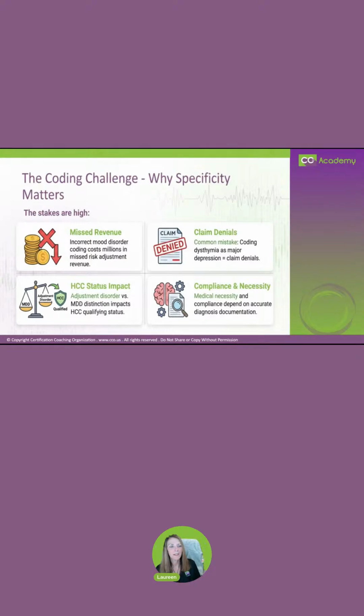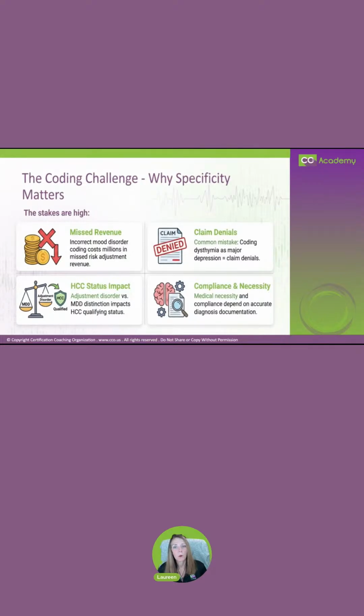So why does this even matter? We're spending a whole webinar on mood disorders and mental health, and it's because the stakes are really high, really high money-wise. Incorrect mood disorder coding costs millions in missed risk adjustment revenue, for one example. It's not that the doctors aren't performing the work, but they're not documenting it, so it's not getting coded correctly. This is a confirmed fact. It's not just a maybe, or they're possibly losing money. They are losing millions in this field.